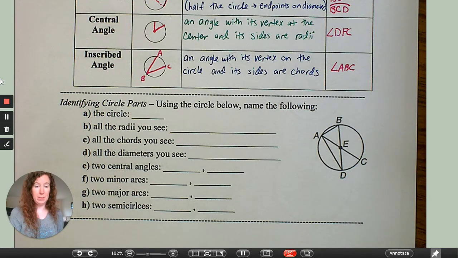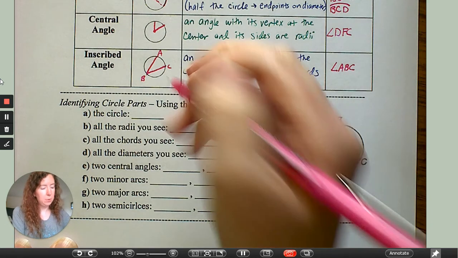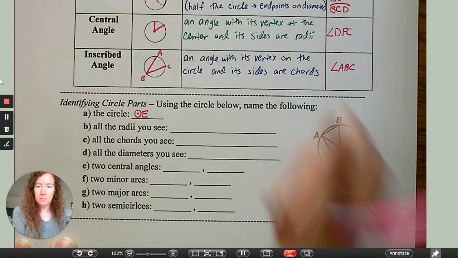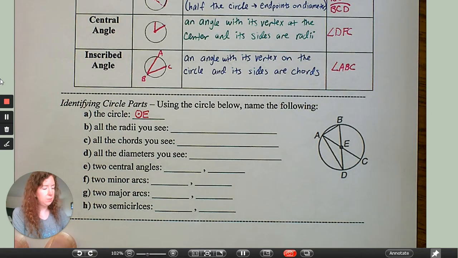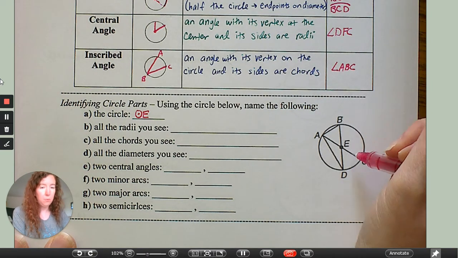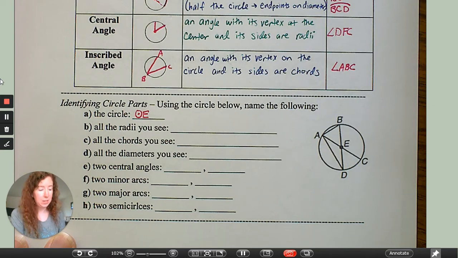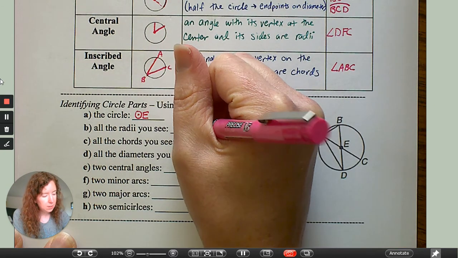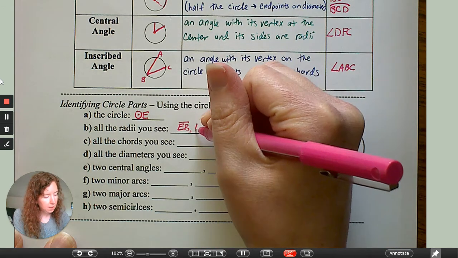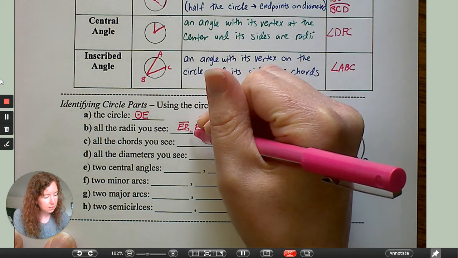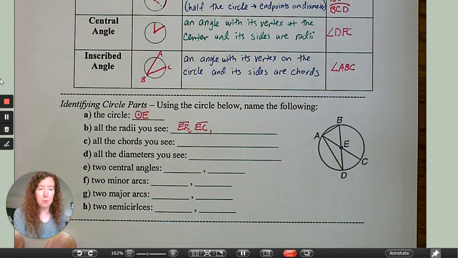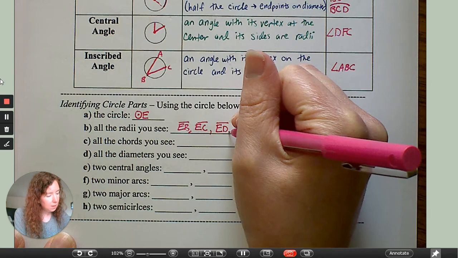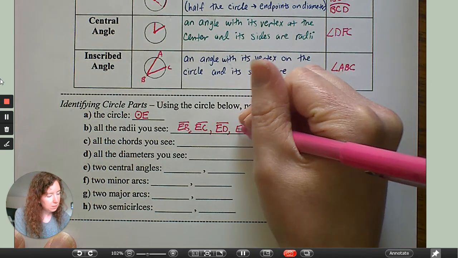Okay, so naming the circle, always name it by the center point. So this would be circle E. Okay, all the radii you see, I see 1, 2, 3, 4 segments coming off of that center point E. So I have EB, I have EC. Remember to put the segment on top in capital letters. I have ED, and I also have EA.